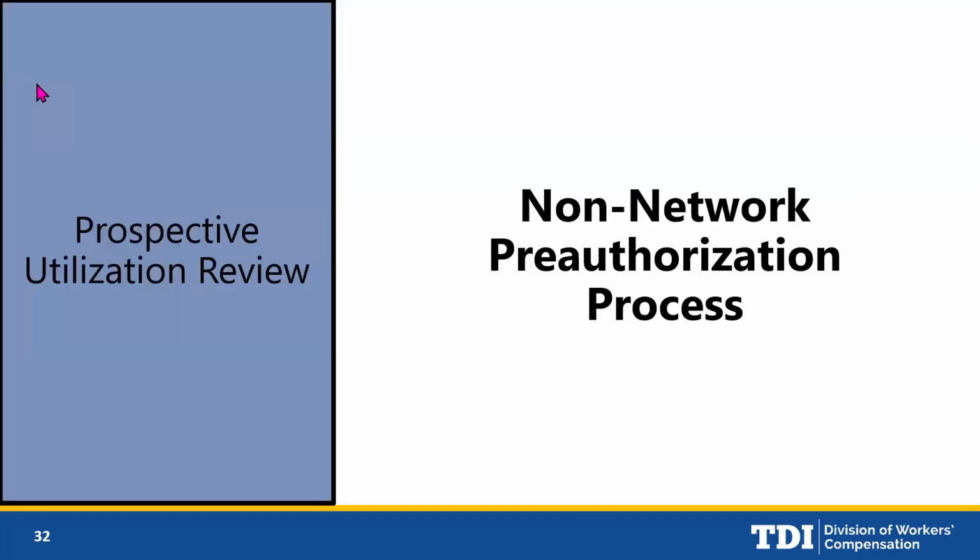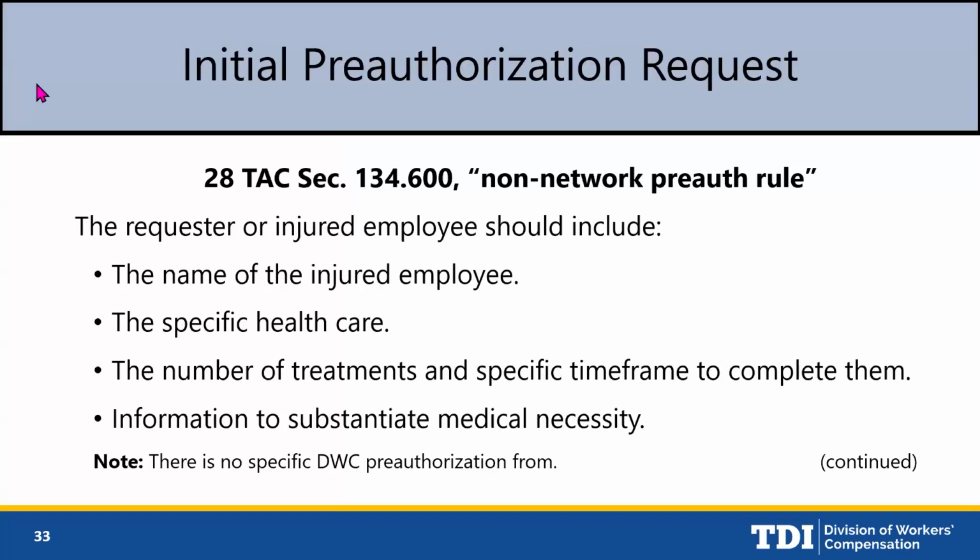Let's go through the non-network preauthorization process. 134-600, we talked about that rule, the non-network preauth rule. It's a long name, so I call it the non-network preauthorization rule. The requester or the injured employee, when they're making their very first request to the URA, the utilization review agent, so in your pre-auth department, you need to know who the URA is so you can get that request directly to them.